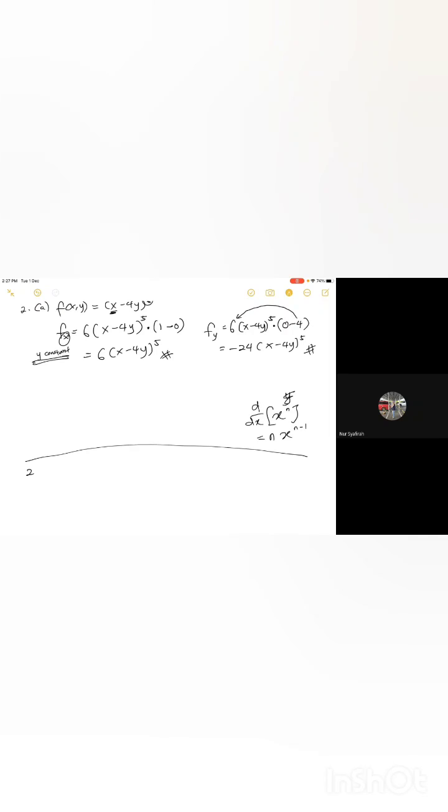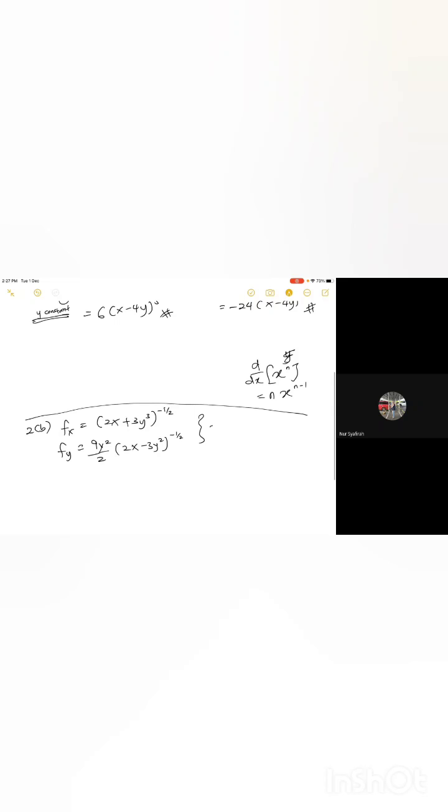Okay, you may try for 2b. So for 2b, there are some correction. Please get this answer: fx is (2x plus 3y to the power 3) to the power of negative 1 over 2. And then the fy should be 9y squared over 2, (2x plus 3y to the power 3) to the power of negative 1 over 2. Okay, this is the answer for 2b. You may try it.